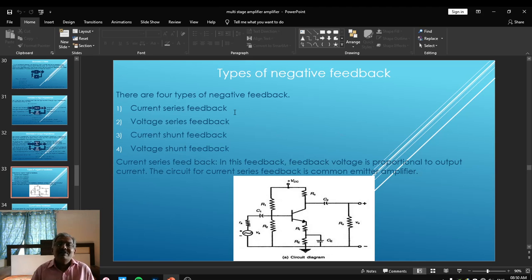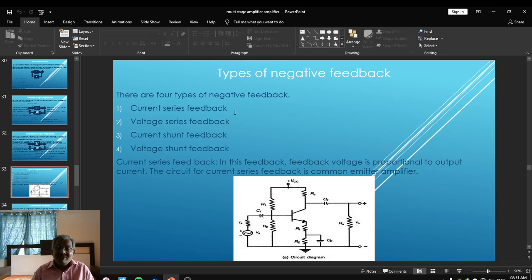Current series feedback is the type of feedback in an amplifier where the output current is proportional to the input voltage. Whatever part of the output is taken, or the output current that flows through the load resistance, is proportional to the input voltage. That is in series with the input voltage. So that's why it is called a current series feedback.